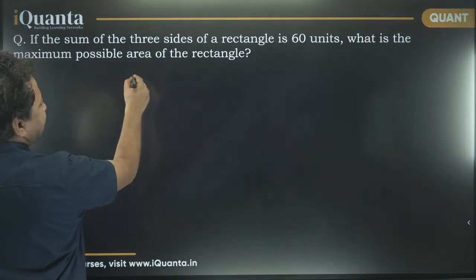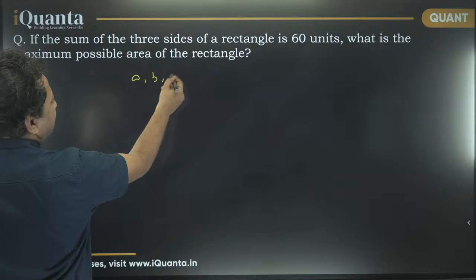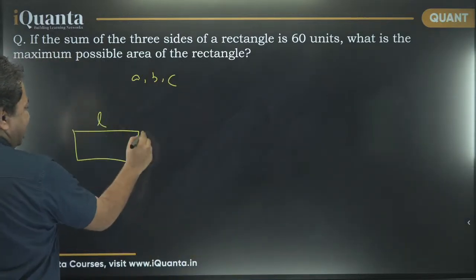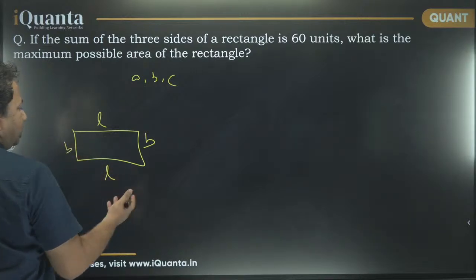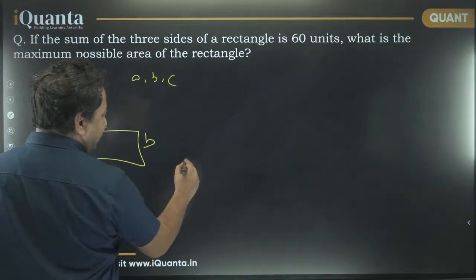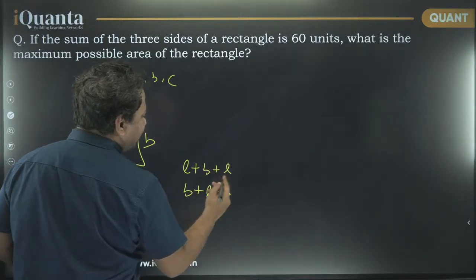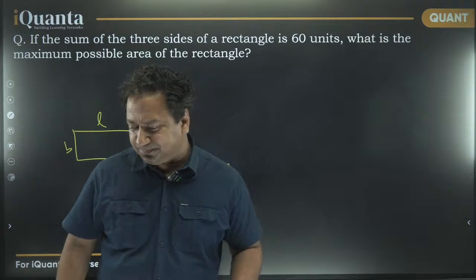Let the sides be anything, A, B, C, we don't know. Two are equal here, of course, because in a rectangle, this is L, B, this is L, and this is B. So we don't know. It can be L plus B plus L, or it can be B plus L plus B. We don't really know, isn't it?